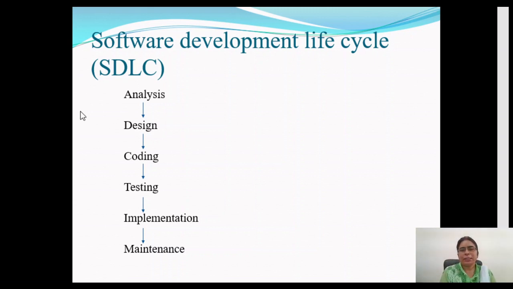The first step is analysis. In this, we try to analyze the existing system. Whether the existing system is manual or semi-automated, we analyze it and then we try to gather the requirements of the customer, the requirements of the user, that is, what the expectation of the user is from the new software. So this step is basically to analyze the existing system and to gather the requirements of the user.